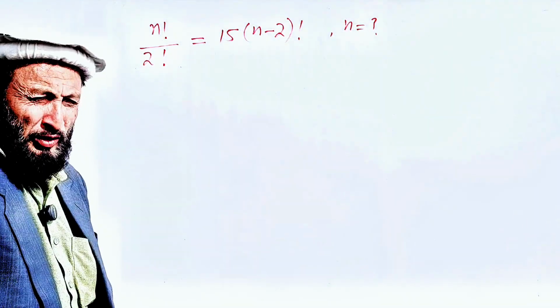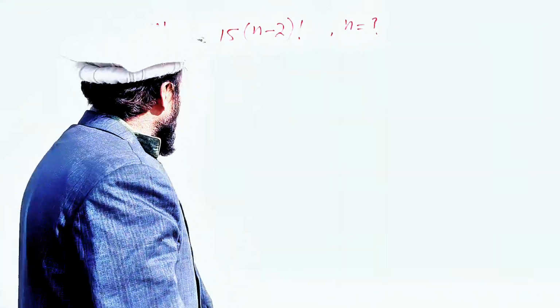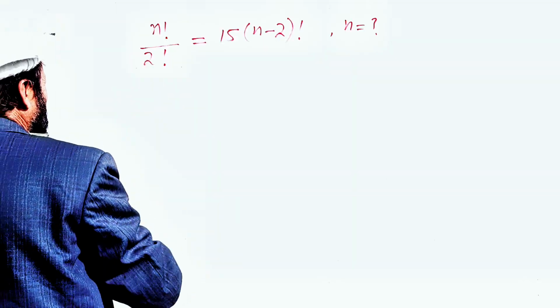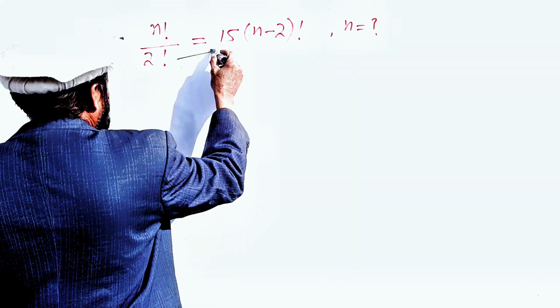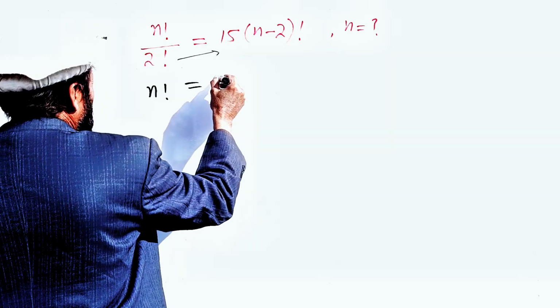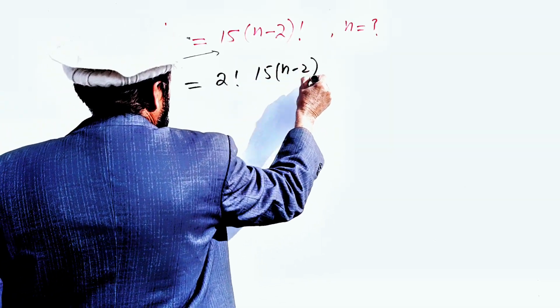In this type of problem, n factorial divided by 2 factorial is equal to 15 into n minus 2 factorial. First of all, by cross multiplication, we multiply 2 factorial on the right side. So n factorial is equal to 2 factorial and 15 into n minus 2 factorial.